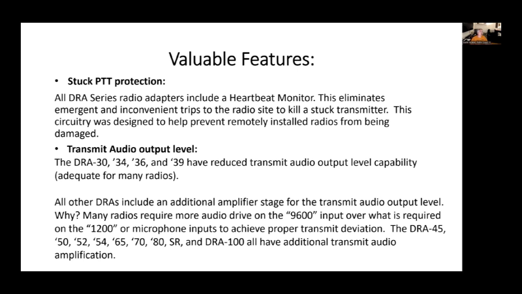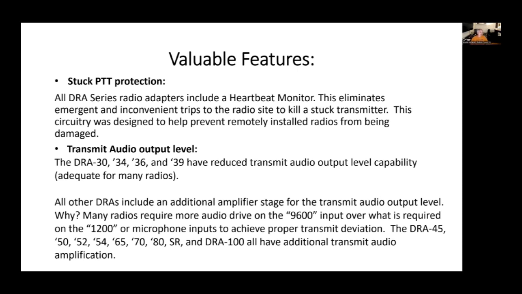So transmit audio level is another difference between the different models of the DRA. The lower models, the 30, 34, 36, and 39 have the reduced amount of output capability, and that's certainly adequate for a lot of radios. You know, if you're stuck with having to connect the DRA up to a microphone and speaker connection or whatever, that's great. Some radios like ICOMs, they don't need a lot of audio on their data ports, and the DRA 36 will work absolutely fine with a lot of the ICOM radios.